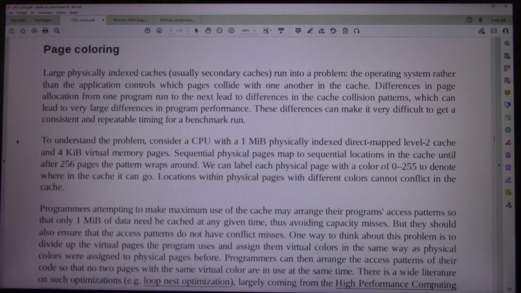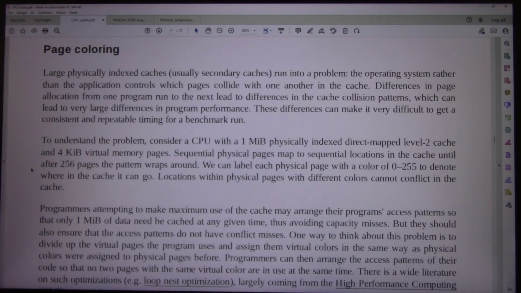To understand the problem, consider a CPU with a 1 MB physically indexed direct mapped level 2 cache and 4 KB virtual memory pages. Sequential physical pages map to sequential locations in the cache until after 256 pages the pattern wraps around.